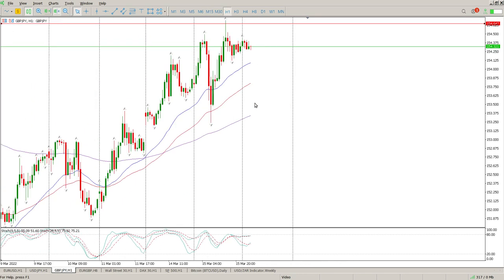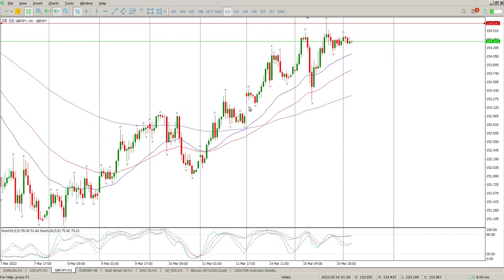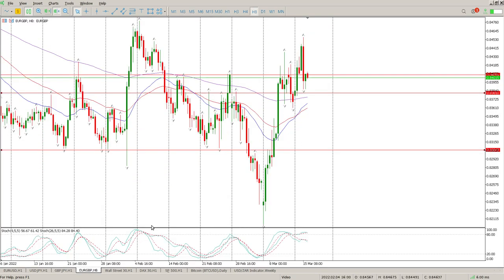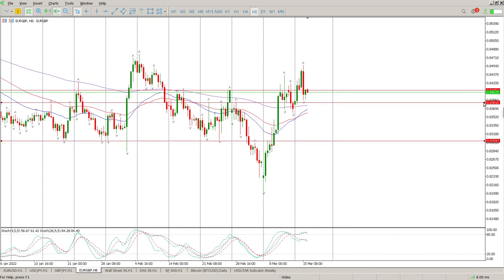So first, seven 1 hour bars, top of your range is the high, bottom of your range is the low. Break the upside, you're looking for moves to the upside, break the downside, you're looking for moves to the downside. But this pair doesn't really have decent structure, so I'm sitting on the sidelines on that. Then we have Euro British Pound.